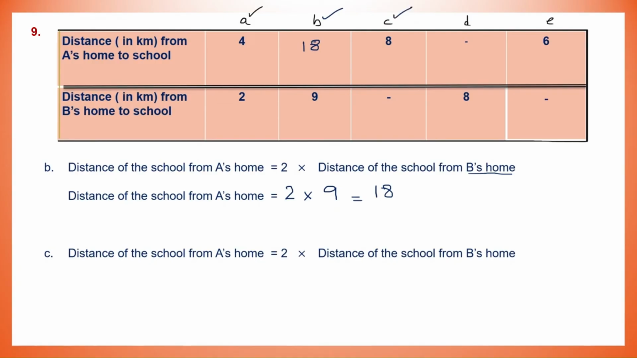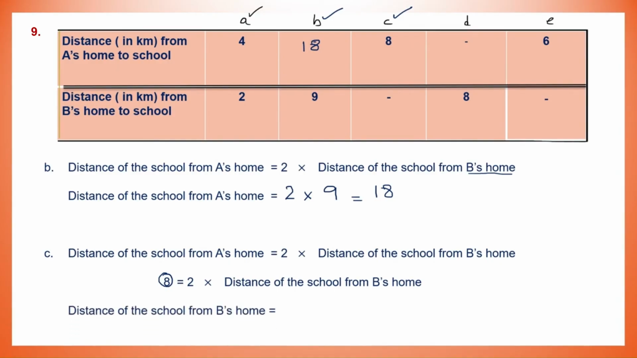We have to find out B. So again, same statement for all questions. Distance of the school from A's home is 2 into distance from B's home. The distance of the school from A's home is already given in the question. That is 2 into distance from B's home. So now we must find distance from B's home. That will be 8 divided by 2. So I've taken 8 from here and 2 from here. 8 divided by 2, which is 4. 2 fours are 8. So I have found C to be 4.